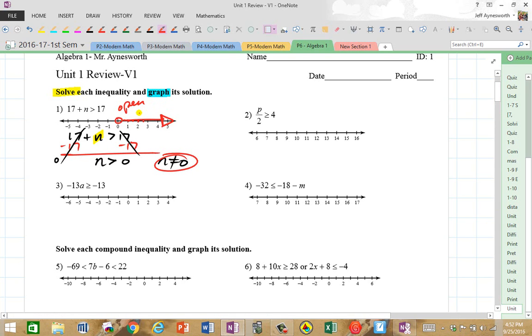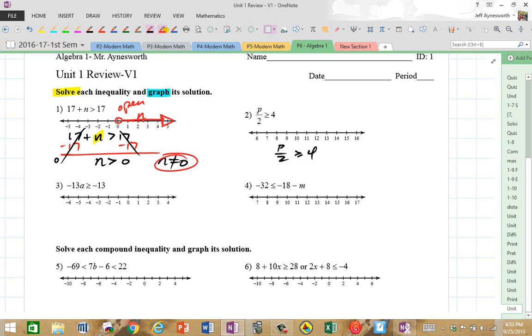So this right here represents all numbers n which could be solutions to this initial inequality. On number 2, we're trying to solve for p, not n. The variables can change. So p divided by 2 is greater than or equal to 4. Well, we know that the inverse of division is multiplication. So we're going to multiply by 2 on both sides. Now 2p divided by 2, well, the 2's cancel to 1.